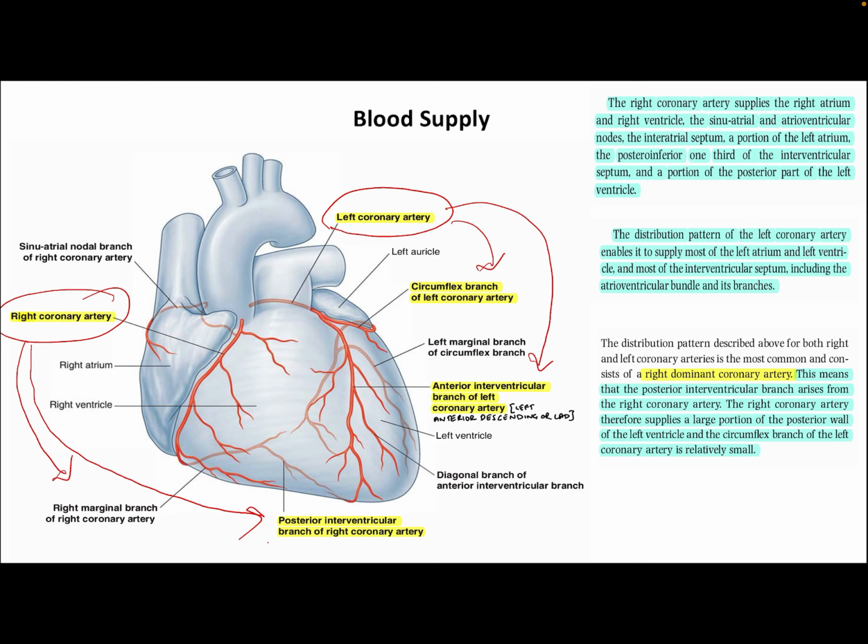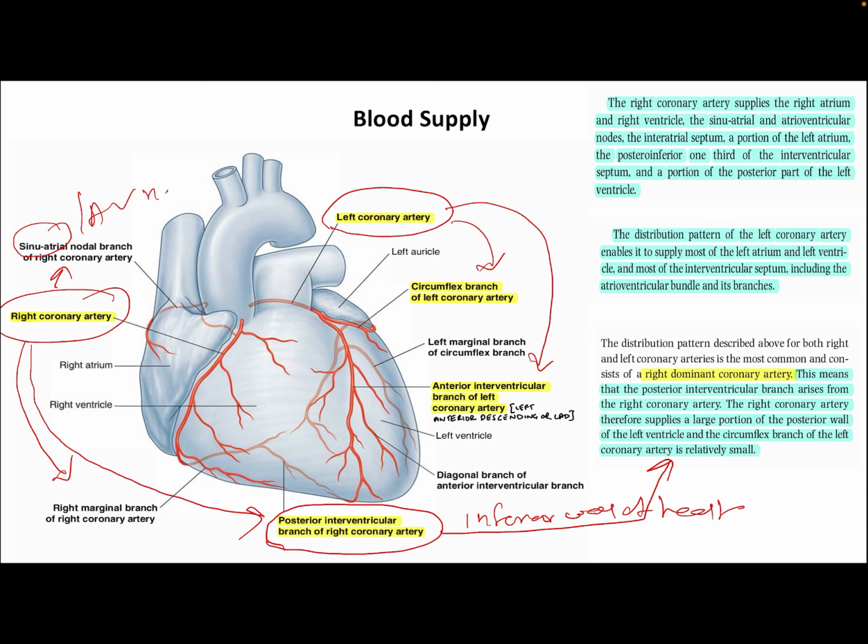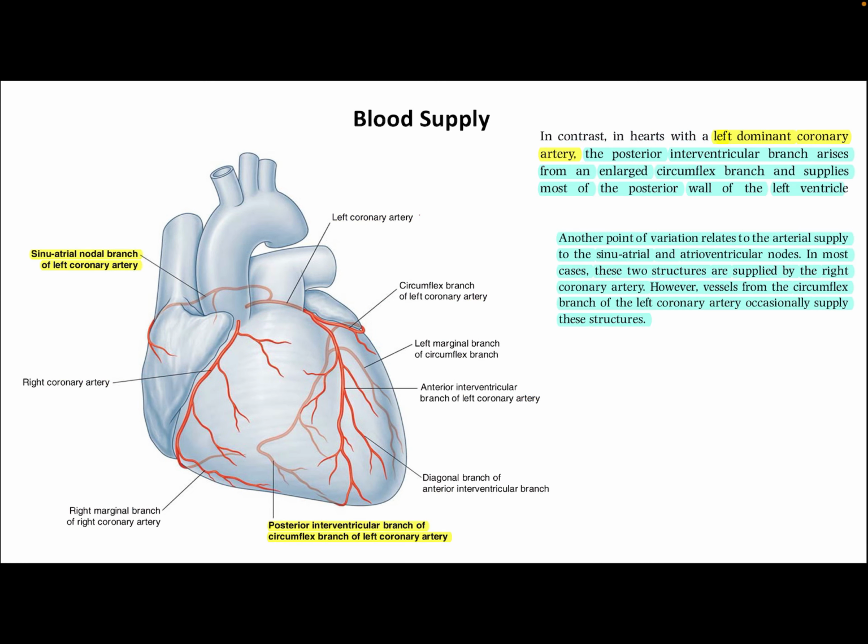In the majority of cases, this posterior interventricular branch is given off by the right coronary artery, and that is why it is called the right dominant coronary artery. It supplies the inferior wall of the heart, or the diaphragmatic wall of the heart. In the majority of cases, the right coronary artery also supplies the SA node and the AV node. In some cases, it can be done by the left coronary artery.